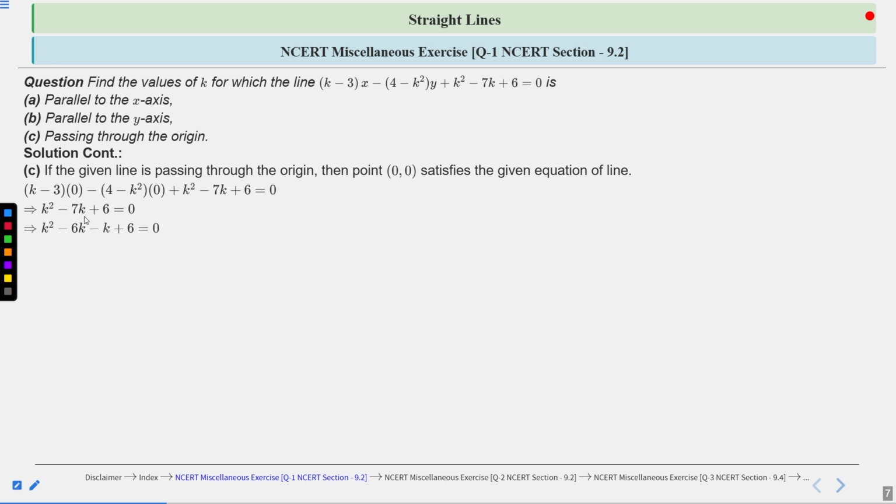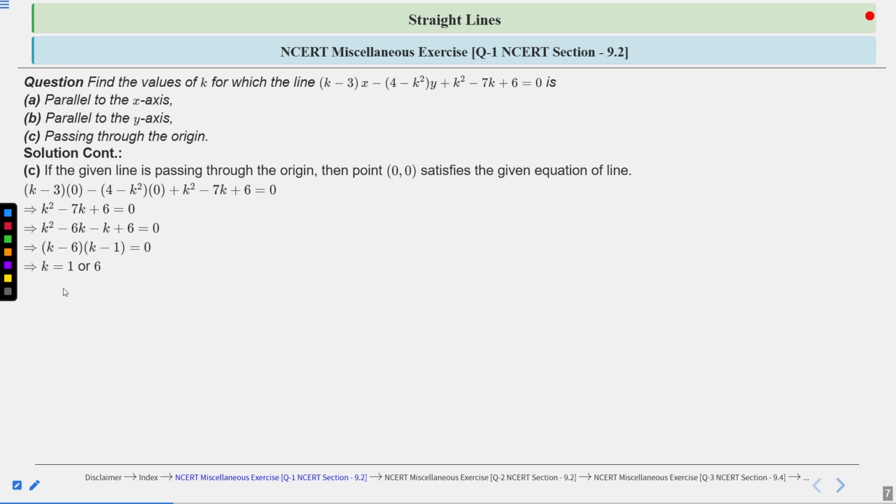So now middle term factoring. We can write minus 7k as minus 6k minus k. So we will obtain this equation: k square minus 6k minus k plus 6 equal to 0. From the first two terms we can take k common, and from the third and fourth terms we can take minus 1 common. Then if we take k minus 6 common, we will obtain the product of these factors: k minus 6 times k minus 1 equal to 0.